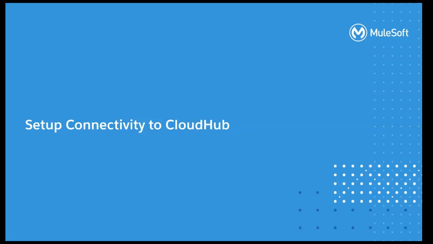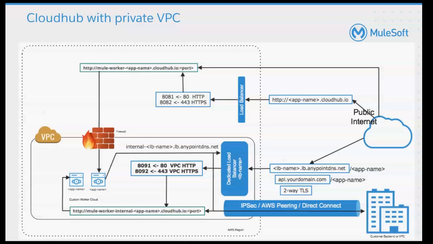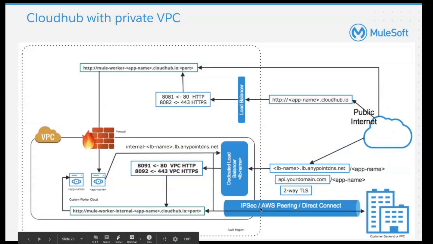Now comes the part where you're actually establishing the connectivity. You have all your CloudHub applications deployed in your VPC, but now you want to make sure that connectivity is available to your data center. Like I talked about, you can have an IPsec tunnel set up with your data center. If you have an AWS account where you want to pair your AWS VPC with the MuleSoft VPC, we offer AWS peering. We also have Direct Connect. Whatever suits your needs, we can help with that.